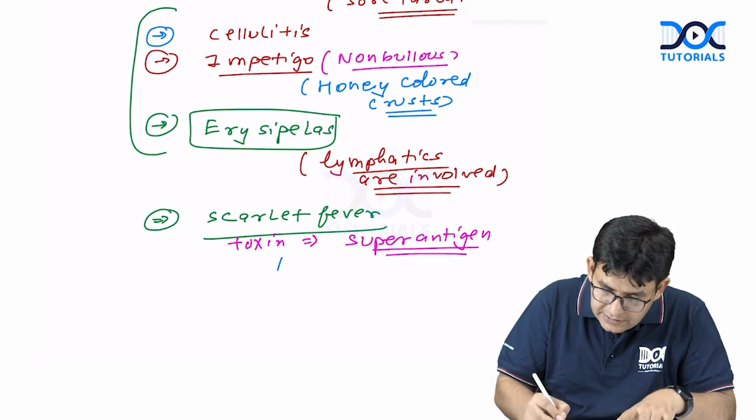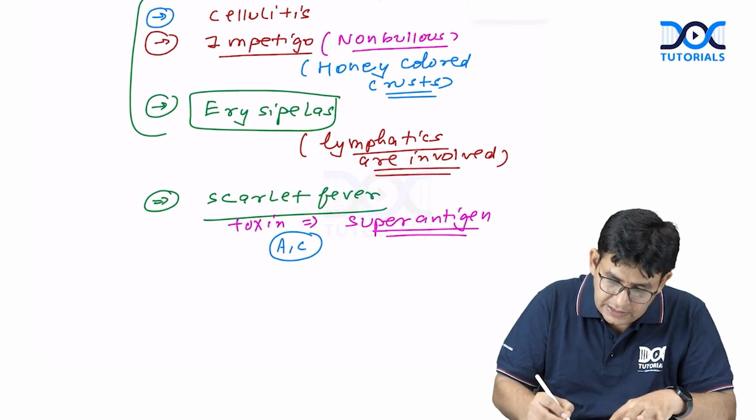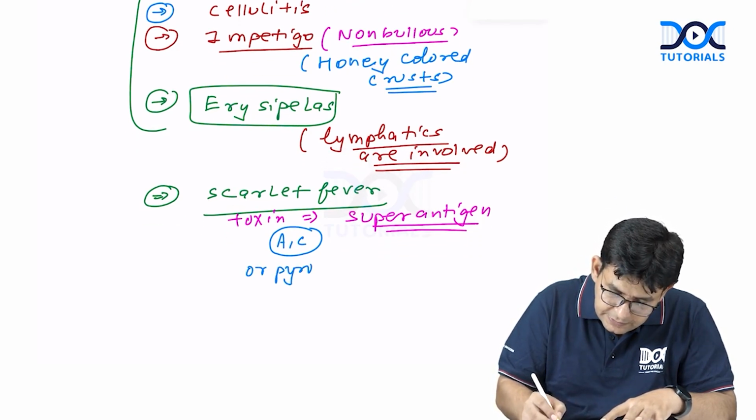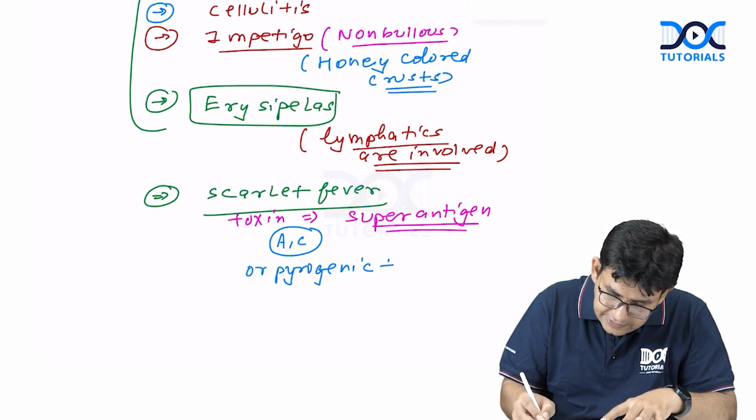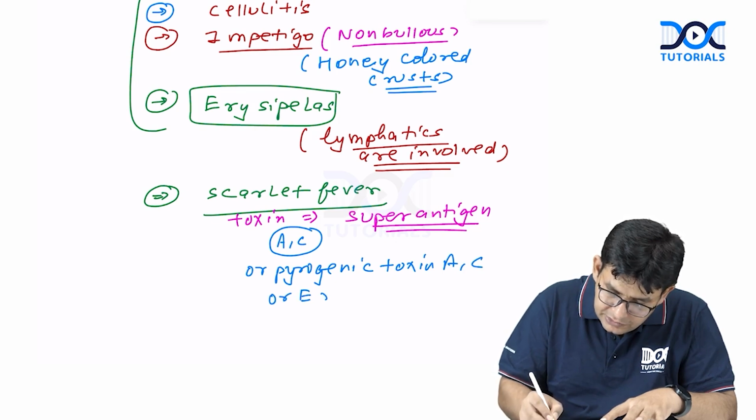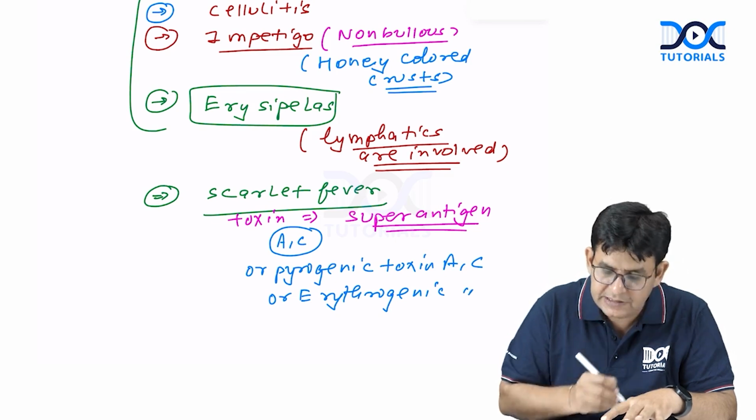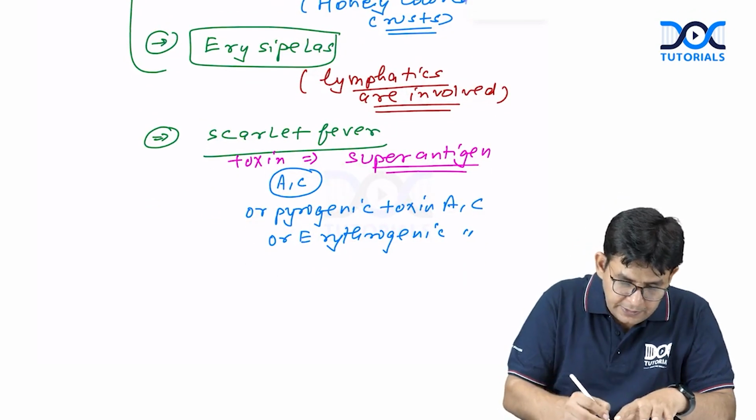Which one? Toxin A and C. The other name of the same is what? Pyrogenic toxin A and C, or erythrogenic toxin A and C. This is also the same scarlet fever toxin.